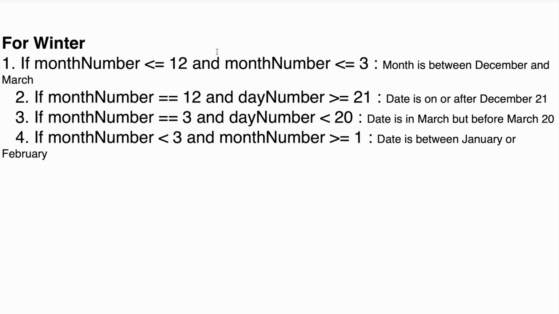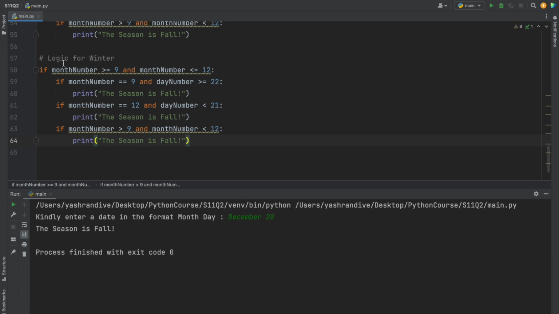So now, if the month number is before December or it's December, and month number is before the third month of our year, then we know that it's going to be winter. So, if month number is less than or equal to 12, remember you need to change the condition here. It is not greater than or equal to anymore. And the month number is again less than or equal to 3, which is March.